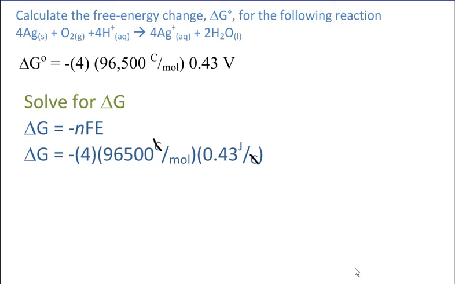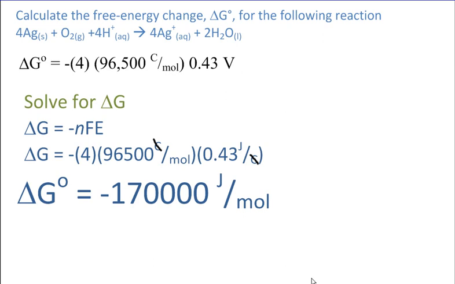So once I multiply all this out, I end up finding out that delta G equals a negative 170,000 joules per mole. Let's make this a little easier. Let's change this to kilojoules just for giggles. And we find that it's negative 173 kilojoules per mole, which is the correct answer. Yay!